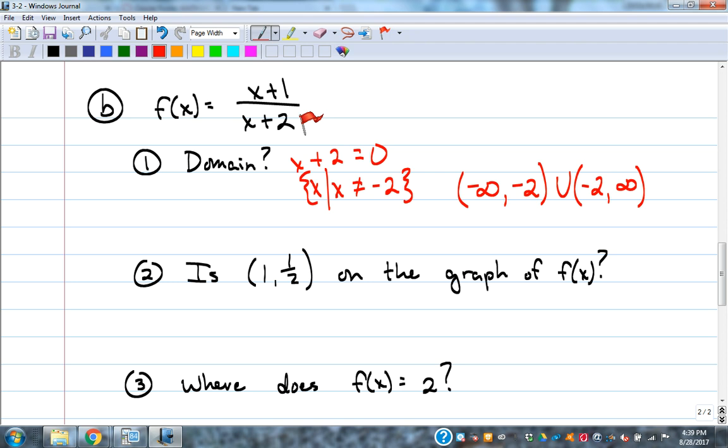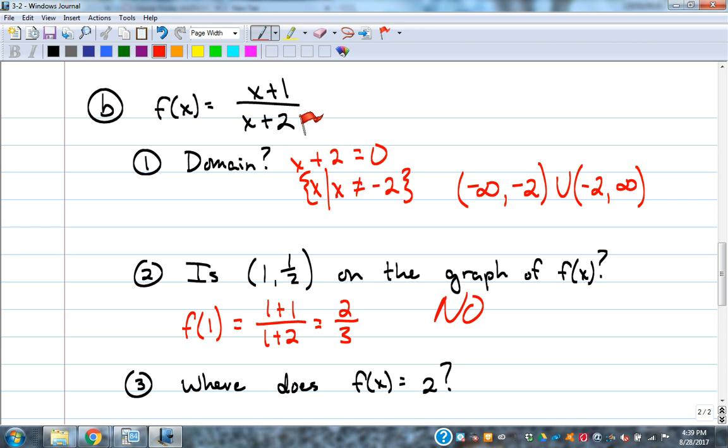That's a great idea. If I did f of 1, if it's on the graph, what should it end up being? It should end up being 1/2 if it's on there. But in this case, it ends up being 2/3. So is 1, 1/2 on the graph? No. 1, 2/3 is on the graph, but 1, 1/2 is not on the graph.